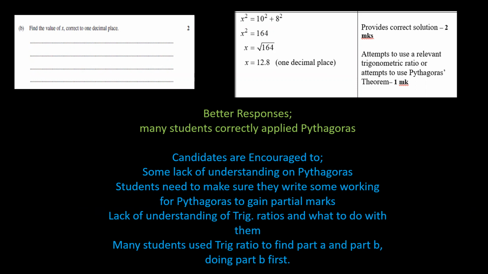Some students tried to use trig ratios, and there was a lack of understanding of the concepts of trig ratios. With those two questions, A and B, many students did B first and then used their answer in part B to achieve the answer in part A, which is perfectly fine, but it's interesting to note. Other students tried to gain marks by using trig ratios for all concepts and not using Pythagoras at all.